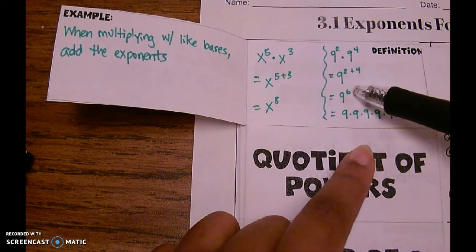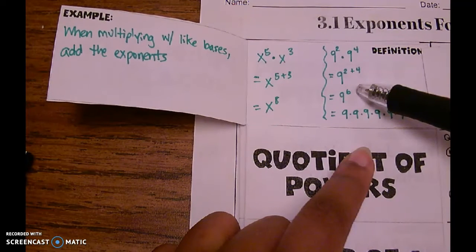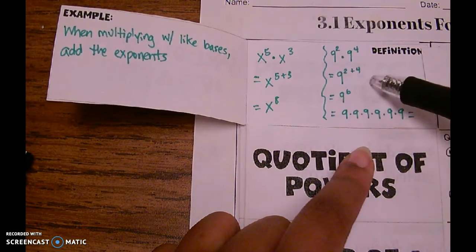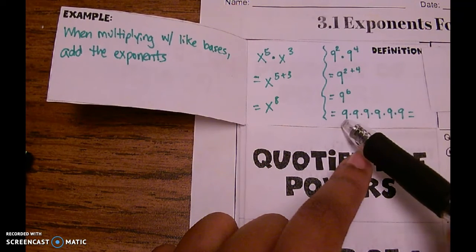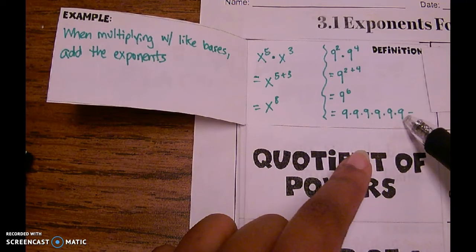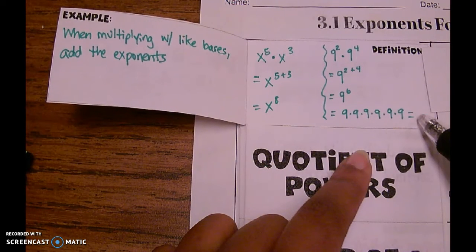Now remember, when we first talked about what exponents were, we learned that exponents were numbers that had the power to tell the base how many times to multiply itself. So 9 to the 6th power is the same thing as saying 9 times 9 times 9 times 9 times 9 times 9. And whatever all of that is would be our answer.